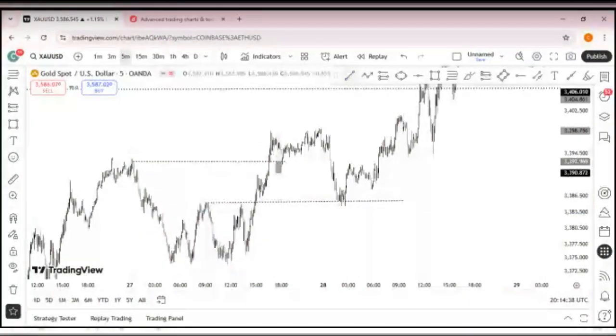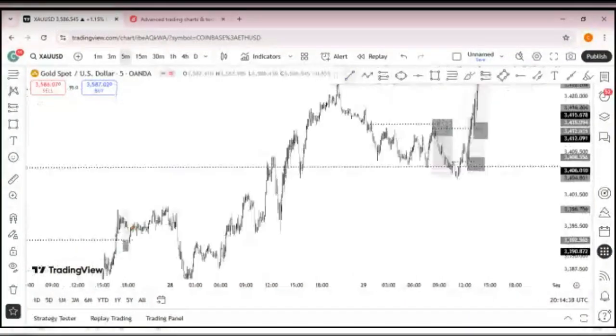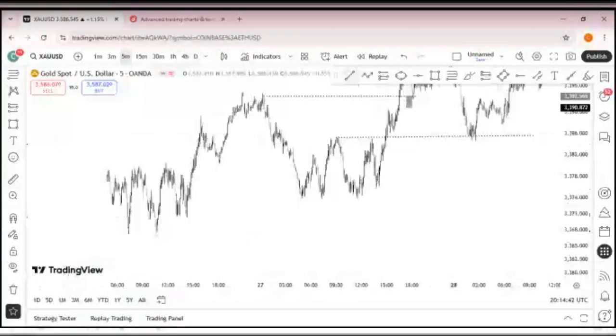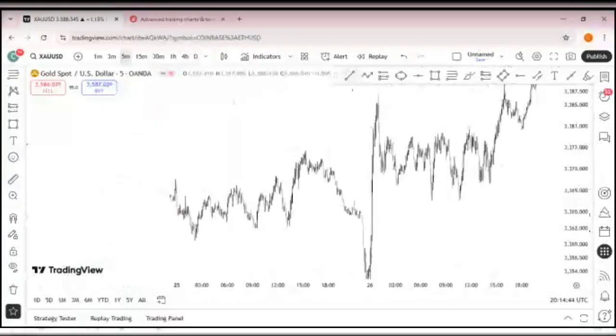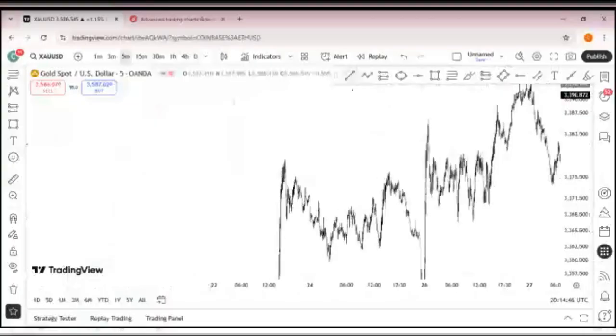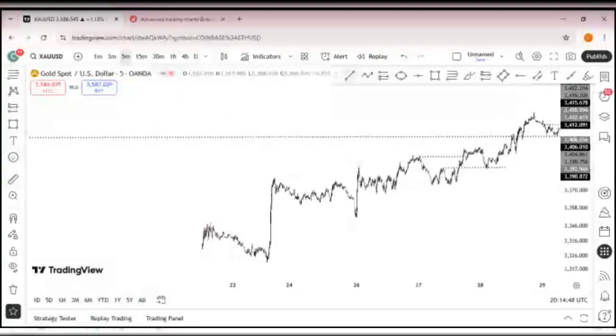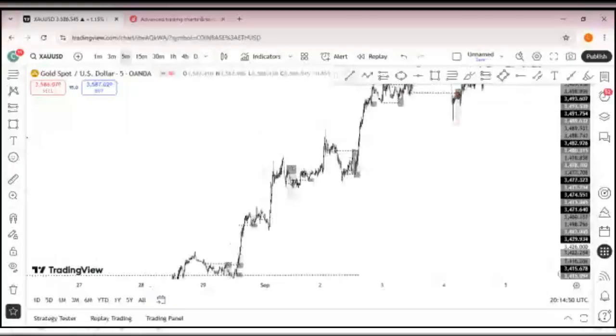Very beautiful zone to take your nice and beautiful buy. You get, that's a very nice zone. So that is how it is. You get, that is for the order block.